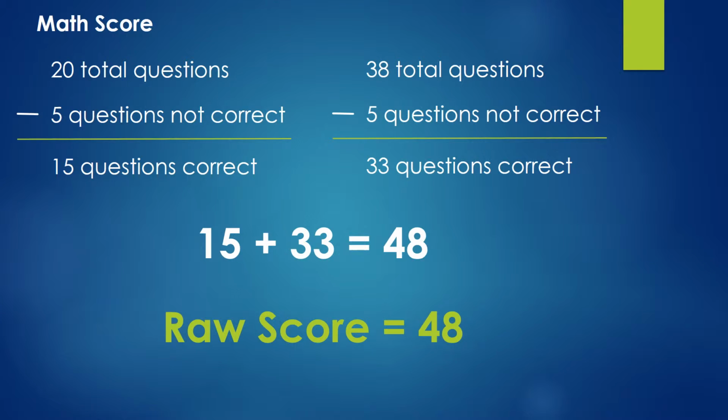For the math, we will take the total number of questions minus the incorrect or blank questions to find the number of correct answers for each section. Then we will add the number of correct answers together for the raw score. In our made-up example, we will imagine that on section 3, which contains 20 questions, the student missed 5, leaving them with 15 correct. On section 4, let's say they missed 5 out of the 38 total questions, which leaves them with 33 correct. 15 plus 33 equals 48. So their raw math score is 48.